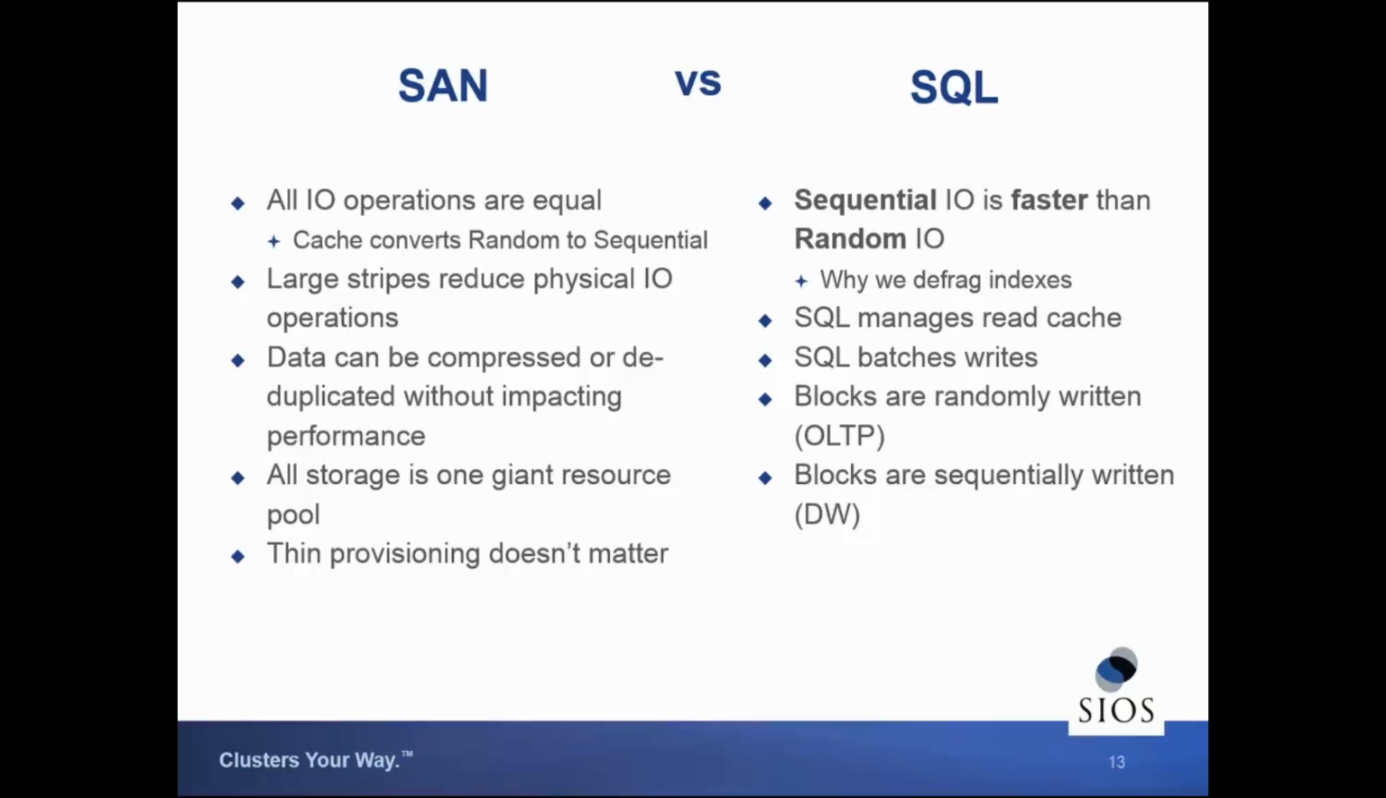On the flip side, a SAN needs to actually have a fairly large amount of write cache, because SQL will batch writes. We have the lazy writer that kind of trickles it out in the background, but we have that checkpoint process that comes along every now and then and synchronizes our transaction log with our data file. So we have to have the SAN able to absorb that quickly and use the cache to spread that out over time.